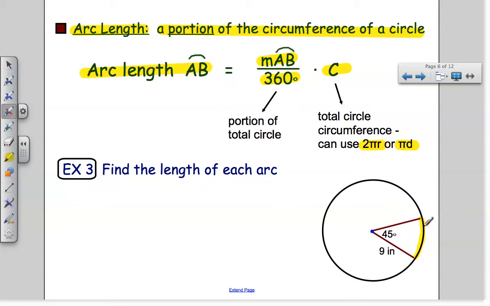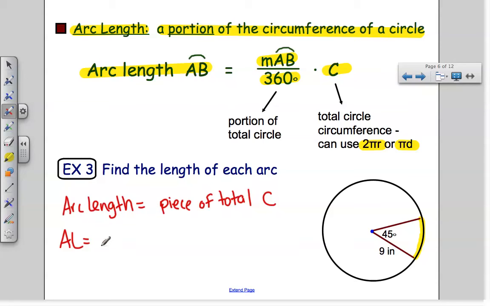Find the length of each arc. If I want the length of this highlighted arc here, I'm thinking, all right, the length of that arc is just a piece of the total circumference. So AL for arc length.